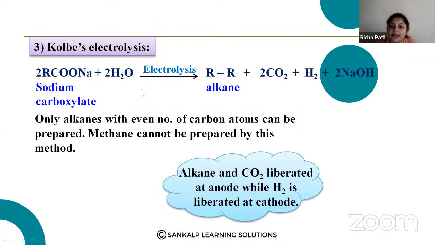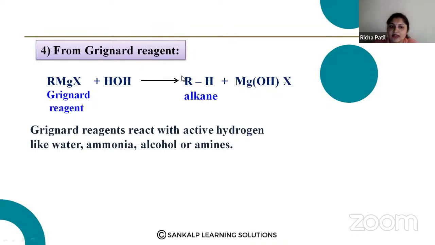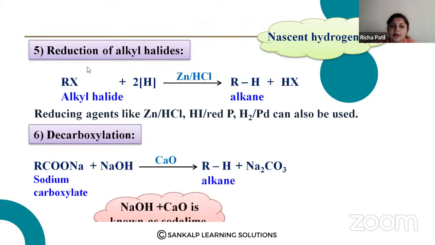Then we discussed coal-based electrolysis. Grignard reagent: what is a Grignard reagent? It is an organometallic compound. Organometallic compounds are nothing but your Grignard reagents, RMgX, right? Then reduction of alkyl halide. What do you mean by reduction? You are adding hydrogen to your alkyl halide.